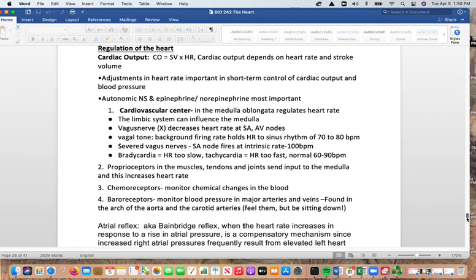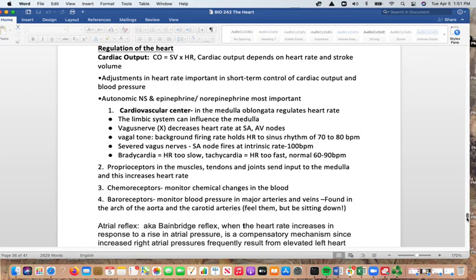That's going to regulate the heart rate. Your limbic system, which is going to be involved with emotions, can influence the medulla oblongata. Cranial nerve 10, or the vagus nerve, is going to decrease the heart rate at the SA node and the AV node. So remember, the vagus nerve is going to be parasympathetic, with your rest and digest.